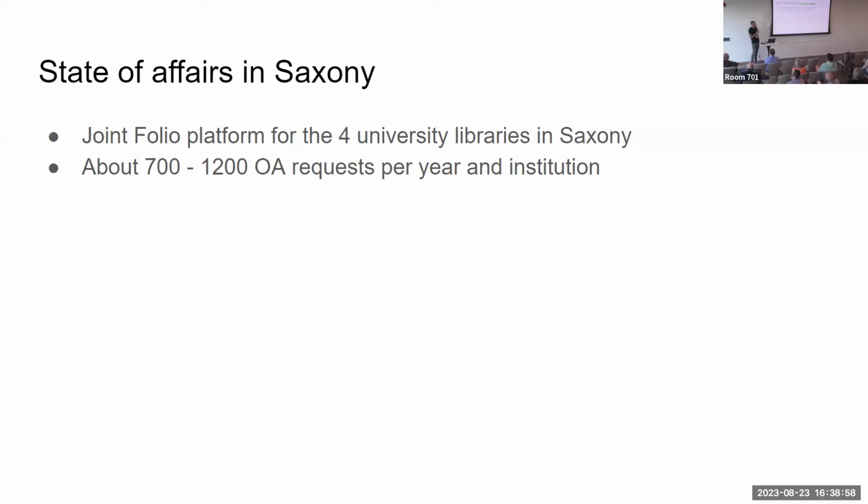In Saxony, we have a joint FOLIO platform. We host 4 university libraries, and depending on the institution, there are between 700 and 1,200 open access requests per year, and this is increasing.